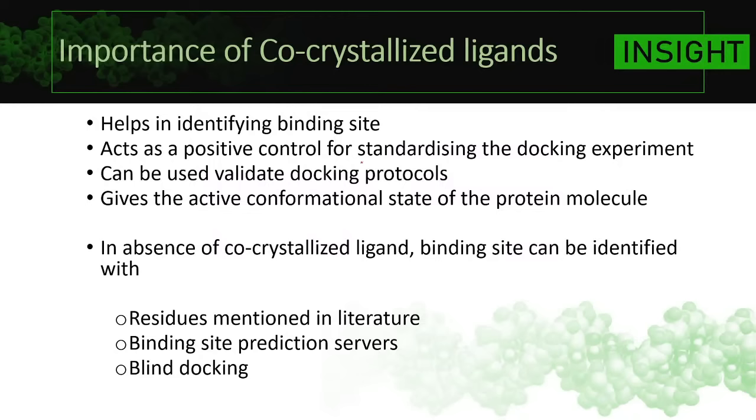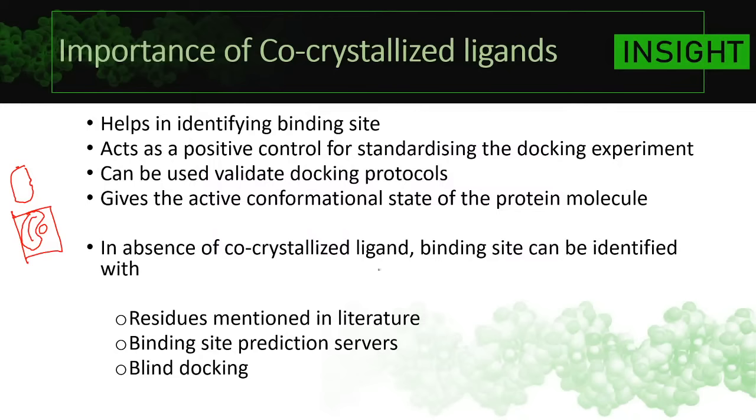And most importantly, it gives you the protein conformation which is already in the bound state. For example, if you have the protein without the ligand in a conformation where the binding site is not properly visible, but when the ligand is bound, the protein opens up the binding site and the ligand binds to it. So when you take this co-crystallized structure, you are already taking the protein conformation which is in the open state, that is, the receiving conformation. It is ready to accept the ligands that you are going to throw at it. That's why structures with co-crystallized ligands are very helpful when you do docking studies.